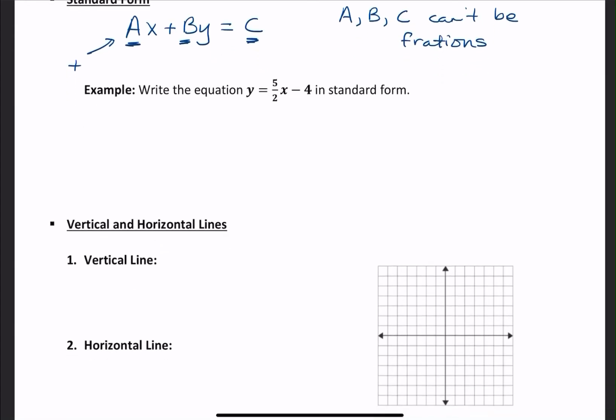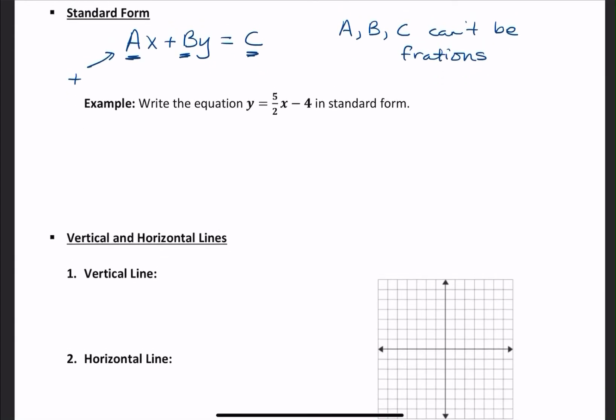So if you look at our example, it says write the equation y equals 5/2 x minus 4 in standard form. The first thing I see as a problem is that we have a fraction. So to get rid of that fraction, I'm going to multiply, let me show you over here, 5 over 2. If I multiply that by 2, I get 10 over 2, which is just 5. So if you multiply through by the denominator, it'll get rid of the fraction.